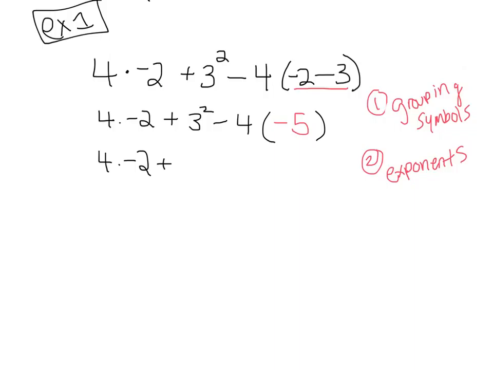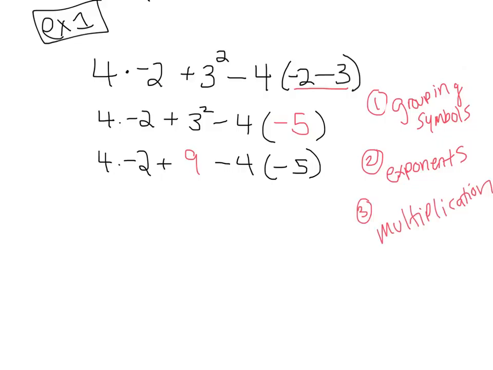Again, I'm going to rewrite the steps, except instead of 3 squared, I'm going to write 9, and I'm going to continue to rewrite everything else without trying to simplify anything else. Now I notice that I have multiplication. I have two sets right here. I have 4 times -2, and I have -4 times -5.